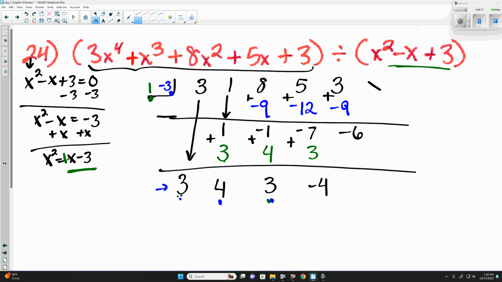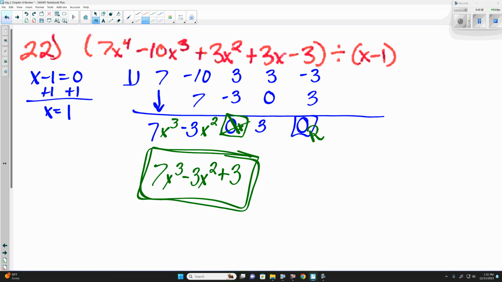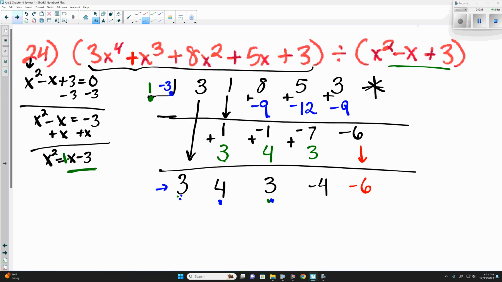Is there another number out here? So we're done. Now, one thing that might be helpful with this here, we're just going to bring that last number down so they're all in the same line. Now, how many numbers did we have for our remainder? How many numbers do we have here? 2. So we have 2 remainders.